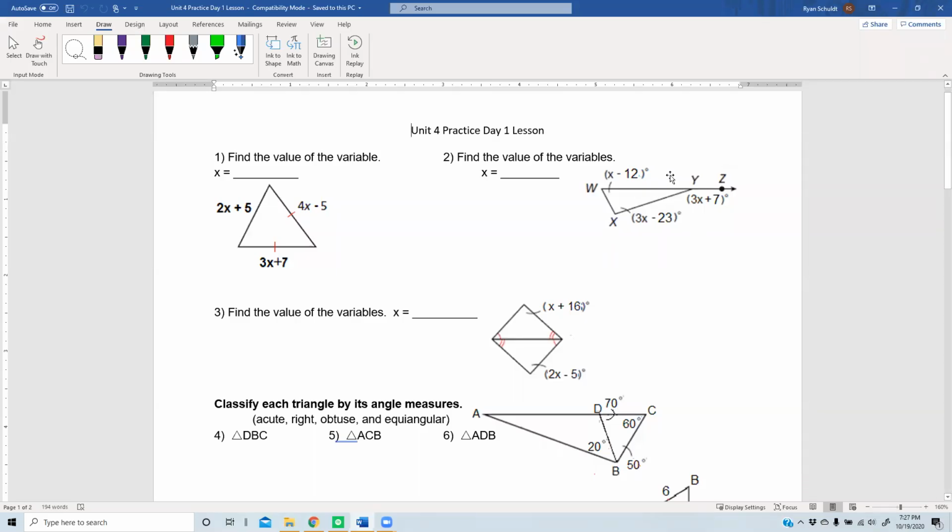Okay, guys, we are going to do the practice day lesson now. Remember, I said in the last lesson, this was the last of the material for the test. So this practice day is going to summarize the first about 4 or so days of chapter 4, or unit 4, I should say, just to give you a refresher. So without further ado, let's jump into it.